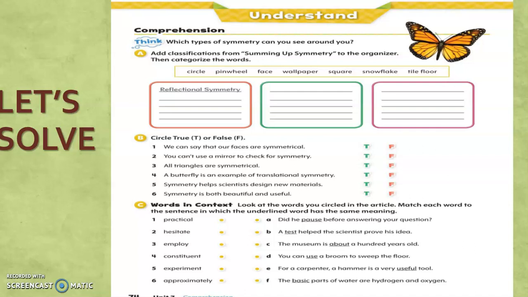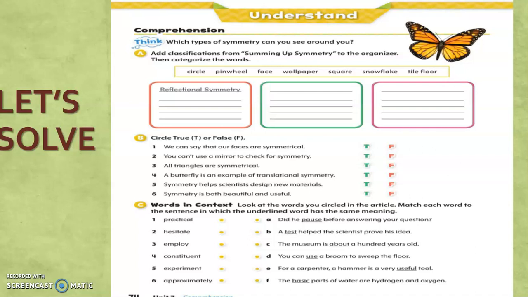Symmetry helps scientists design new materials. It is true. Very good. And number 6. Symmetry is both beautiful and useful. Yes, it is. So it is true. Now come to exercise C. Look at the words you circle in the article. Match each word to the sentence in which the underlined word has the same meaning. So number 1 is your practical. Yes, it will be matched with E. Number 2, hesitate. It will be matched with, very good, it will be matched with A.